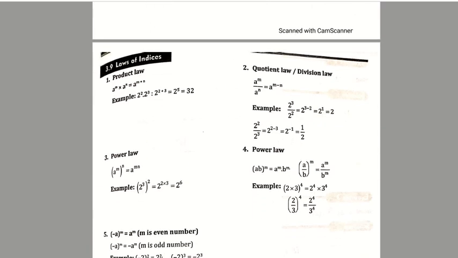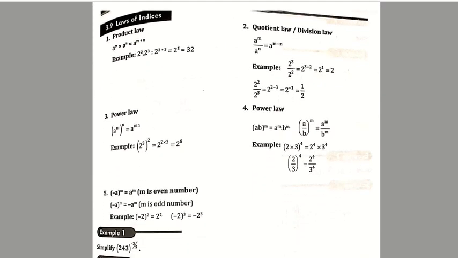So now let us look into the laws of indices. First we have the product law. When A to the power of m and A to the power of n are multiplied, the resultant will be A to the power of m plus n. So you add your exponents. The quotient law, the division law: A to the power of m divided by A to the power of n. The resultant will be A to the power of m minus n. The exponents will be subtracted.